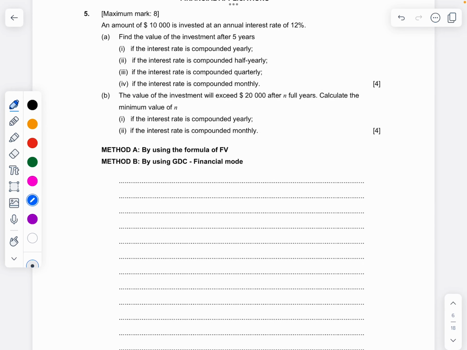Question number 5. An amount of 10,000 is invested at an annual interest of 12%. Find the value of this investment after 5 years. The first method is to use FV. By the formula, 10,000 times 1 plus 12 upon 100 to the power of 5, which is 17,623.42.